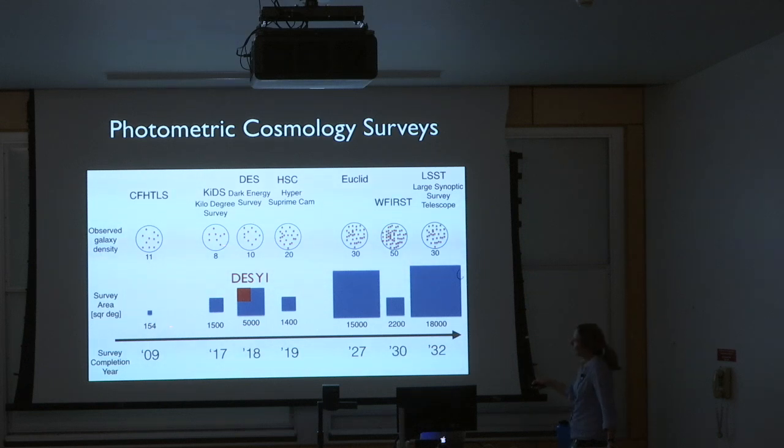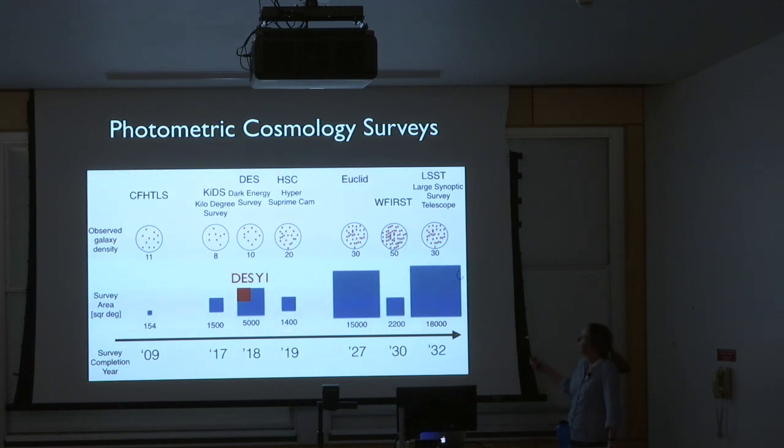So back in 2009, the Canada-France-Hawaii Telescope Legacy Survey completed observations of 150 square degrees with about 11 galaxies per square arc minute. But then it still took another, I guess, 7 or 8 years to complete the weak lensing analysis of that, because it is a challenging measurement. But that really put weak lensing on the map of survey cosmology.